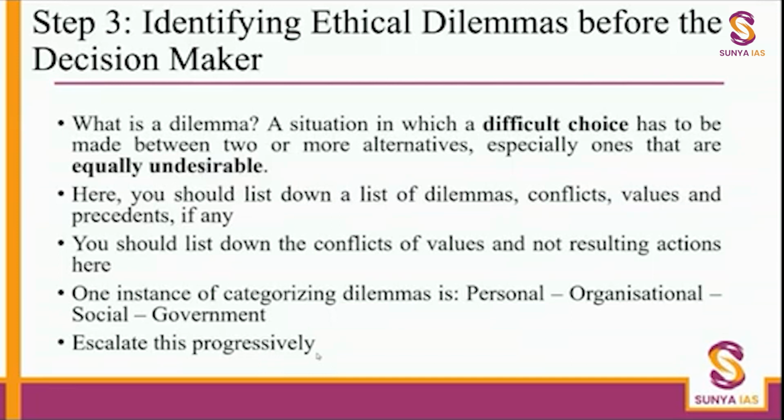If you are asked to list down what are the dilemmas that the particular stakeholder is facing, you should list down conflicts of values and not resulting actions here. So here you just have to mention the values. For example, integrity, your own integrity versus loyalty towards the organization, right? So you are just listing down values and not the actions or the consequences. One other example of categorizing dilemmas is, what are your personal dilemmas, what are your organizational dilemmas, social dilemmas, and with respect to the government.